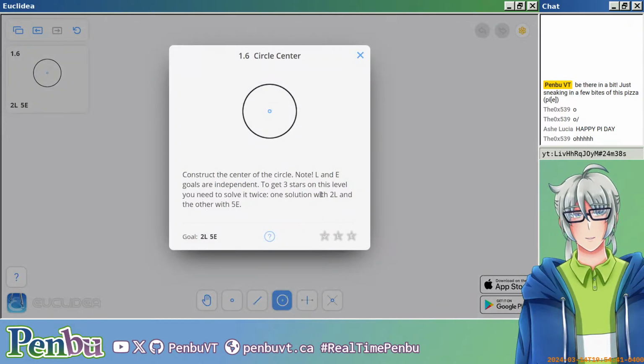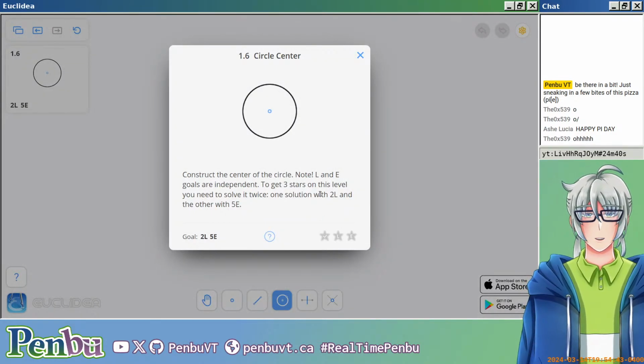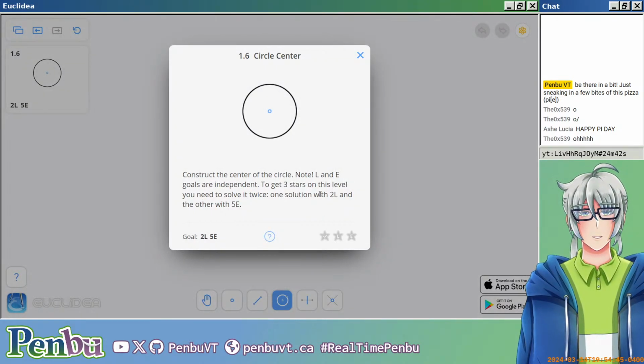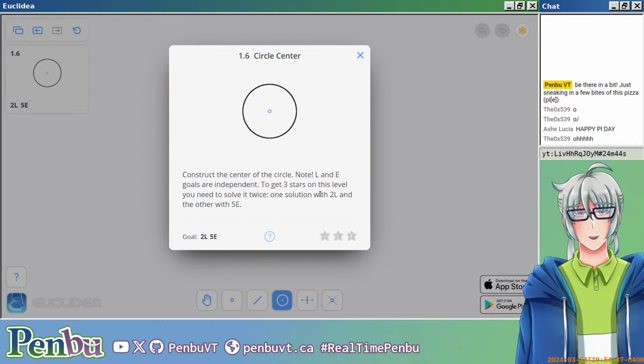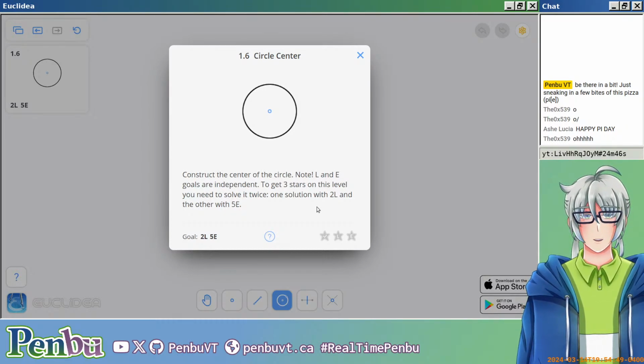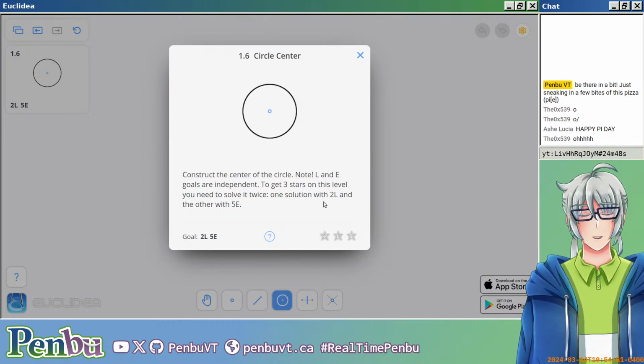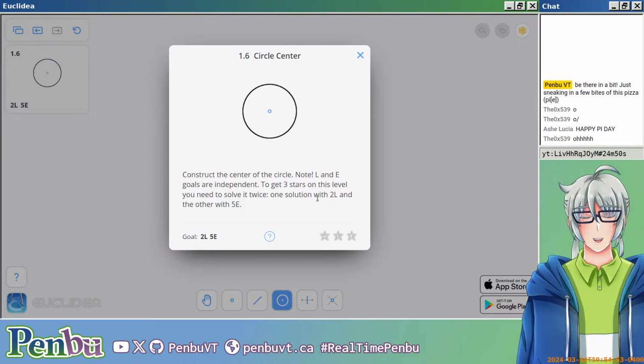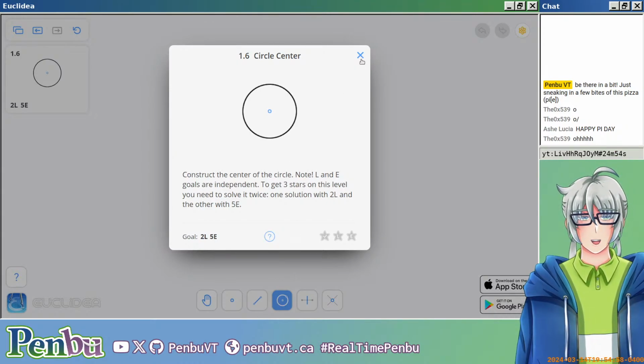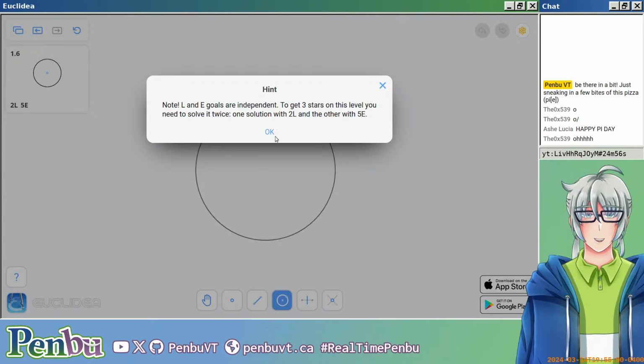Next. Circle center. Construct the center of the circle. Note, L and E goals are independent. To get 3 stars on this level, you'll need to solve it twice. One solution with 2L and the other one with 5E. So at minimum, we have 2 tools that we need to use. So we'll start with that one. Hints. You already said that.